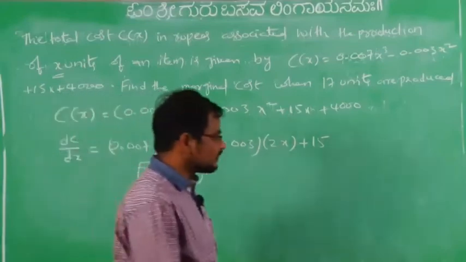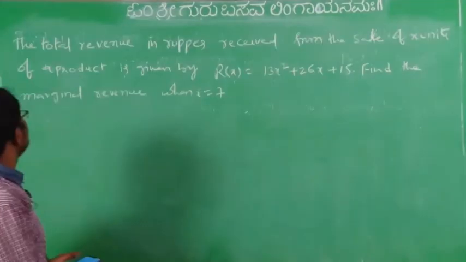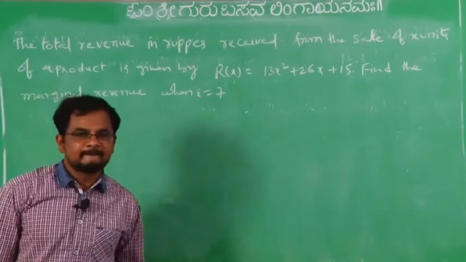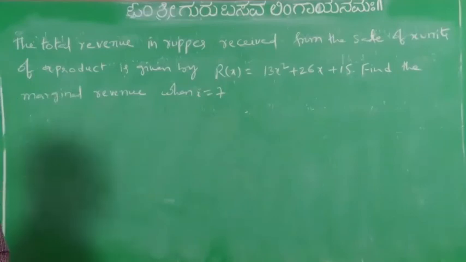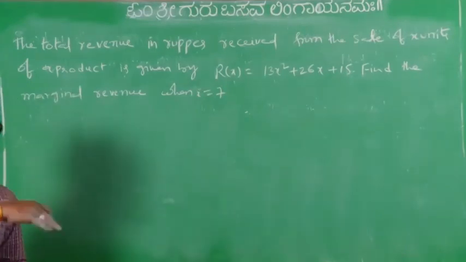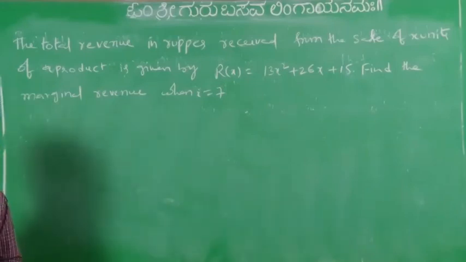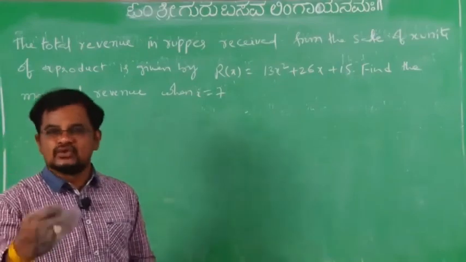Okay, no? Right. Units of a product is given by one relation, and marginal revenue is asked. Here also, what is the answer? Right. Here also marginal revenue is the rate of change of total revenue with respect to what? Number of items sold. Okay, no?